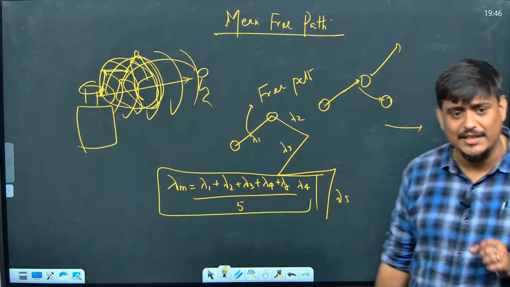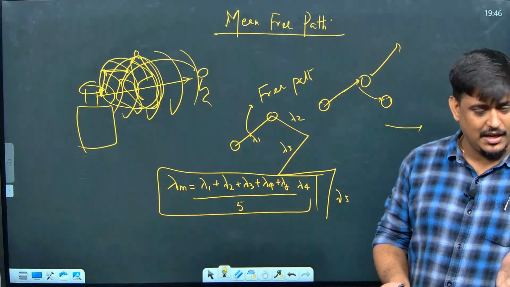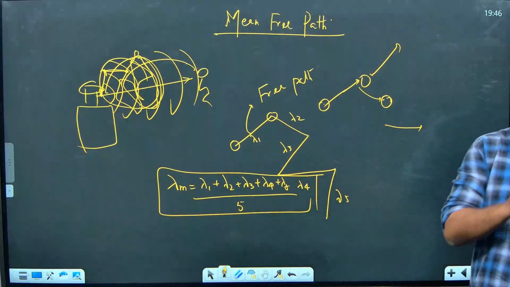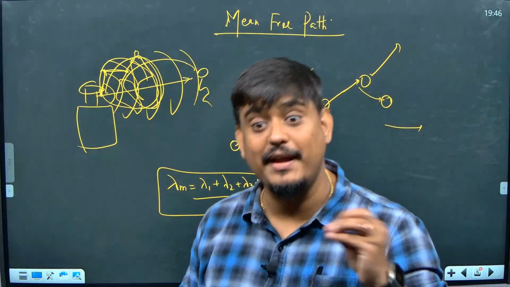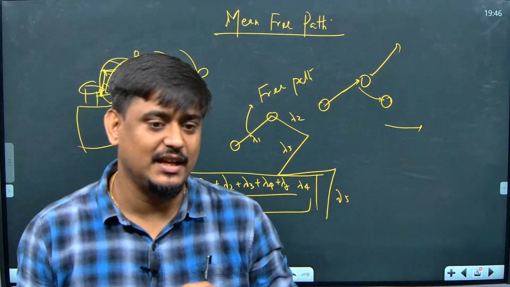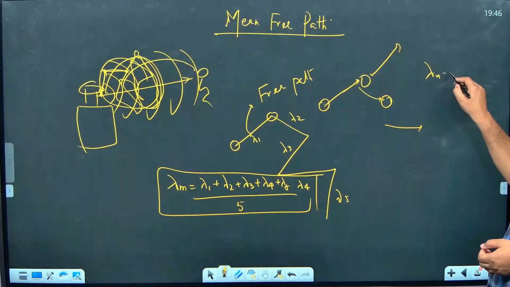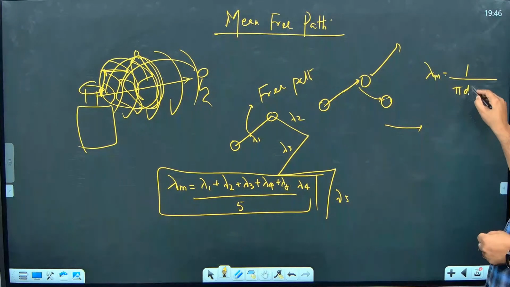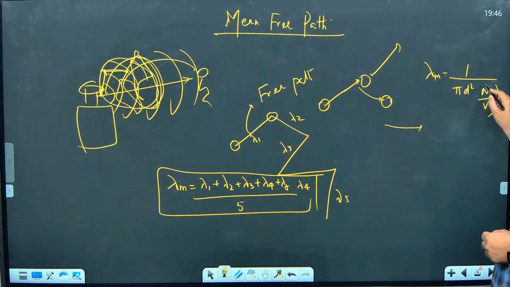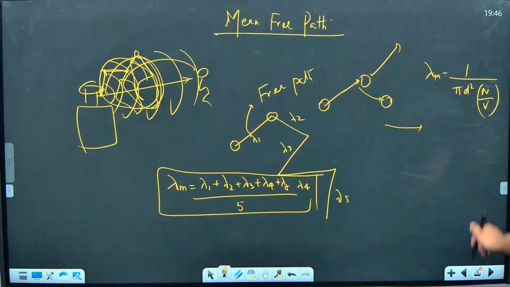But do you think you can sit and measure the value of lambda 1, lambda 2, lambda 3? You cannot. It is a theoretical thing. Theoretically we can say yes, it is the mean of all the free paths. But how do you determine the value of the mean free path? I will tell you the result. If I remember, the value of lambda m will come as 1 by pi d square into n by v. D is the diameter of the atom. That will be the answer.